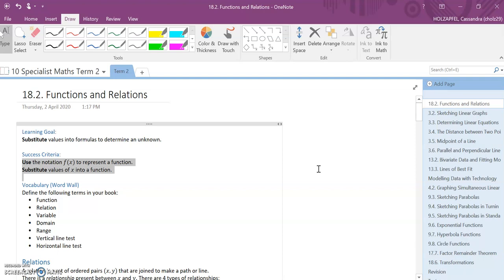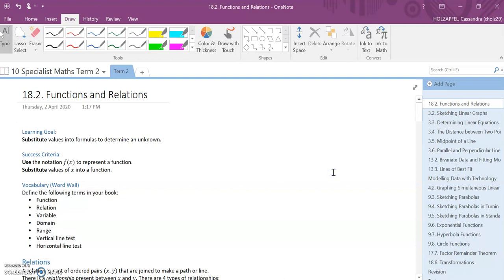So using notation f of x to represent a function and substituting values of x into a function. Finally, I would like you to find some centralized location. This is for your revision, where you're going to include all of these terms and their definitions. So this could be in the back of your book, or on a separate Word document to your weekly check-in. You could submit it with your weekly check-in if you wish.